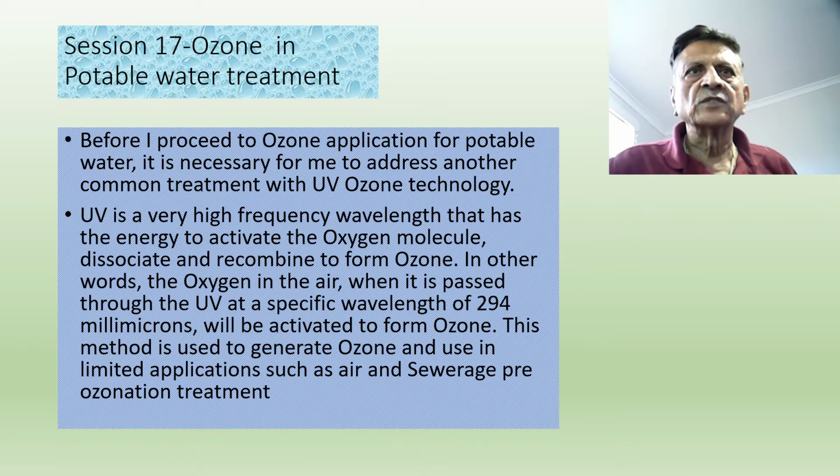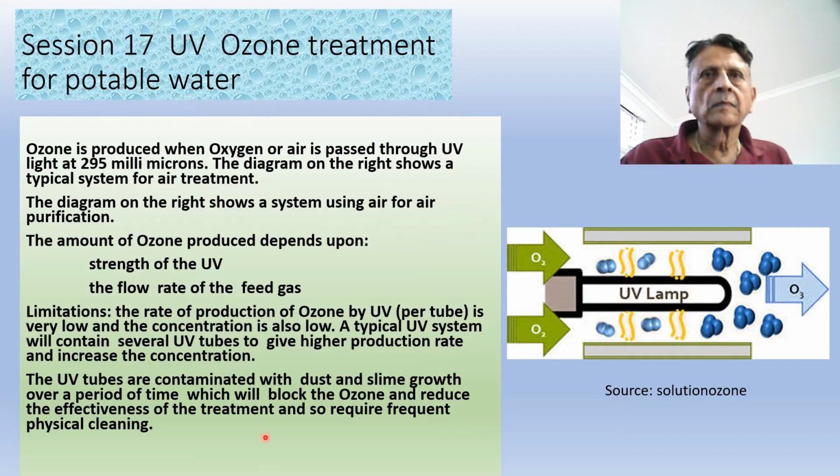This method is used to generate ozone but can be used in rather limited applications such as air and sewage pre-treatment ozonation because of the very low concentration of ozone so produced. Ozone is produced when oxygen or air is passed through the UV light at 295 microns.